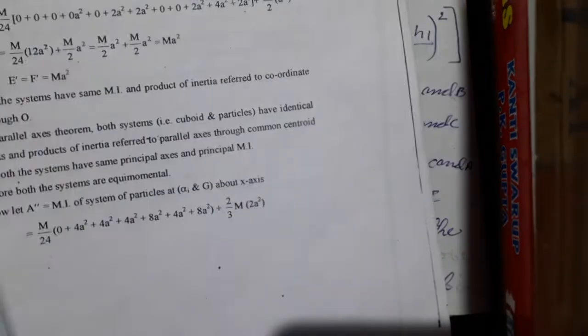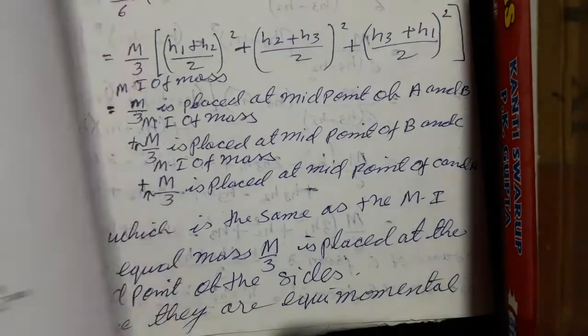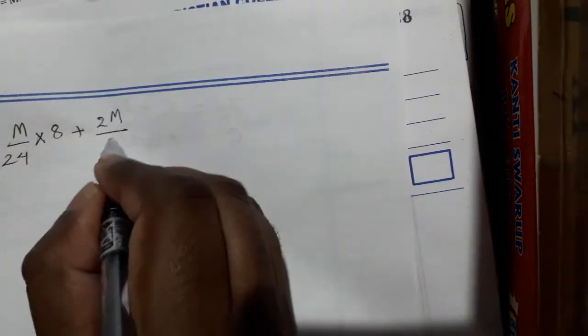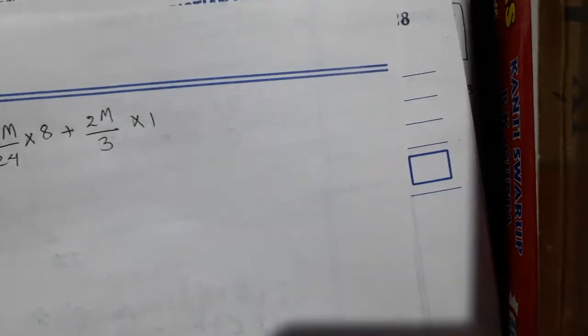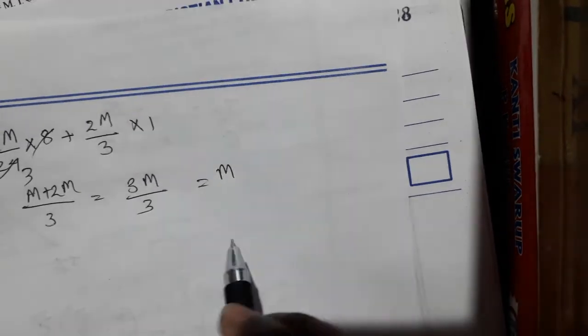So how many bodies are there? 8. Plus what is the mass at the center? What is the mass at the centroid? We are taking the mass at the centroid to be 2m by 3. So here you put 2m by 3 into 1, so one particle is there. So this will be 8 into m by 24. If we take the LCM, we get 3. So m plus 2m is equal to 3m divided by 3. So we get nothing but m.